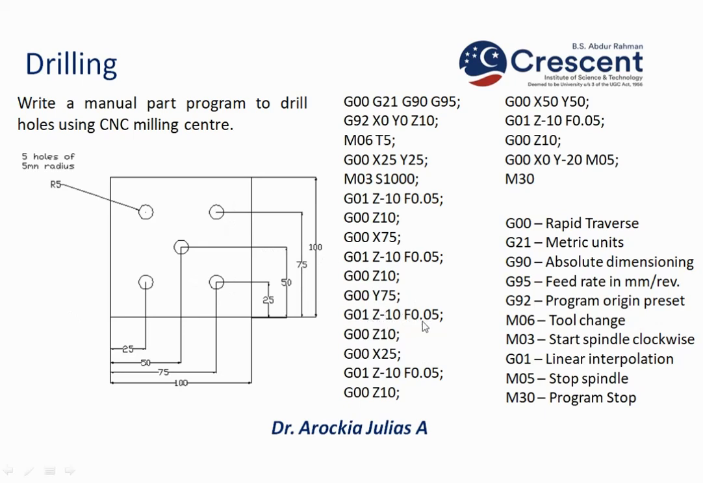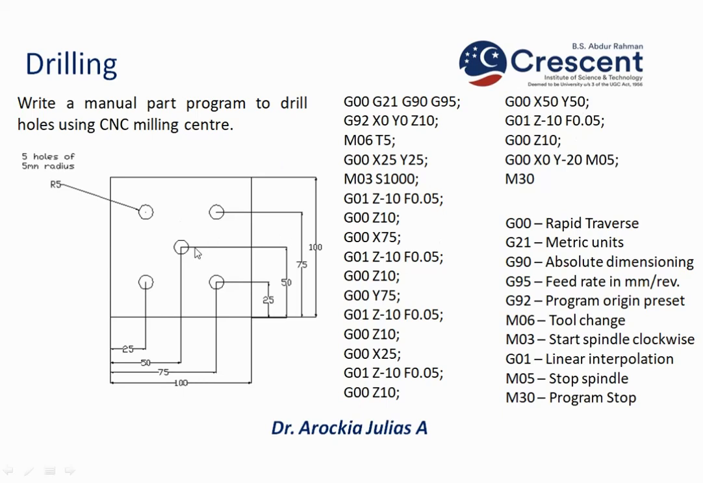Now we are going to drill it using the same two blocks. G01 Z minus 10, F 0.05, G00 Z10 for retraction. Now move to the next location, that is G00 X25. Here the y value is not changing, and the x value changes. So at X25 we do the drilling, retract, and then move to the next hole.